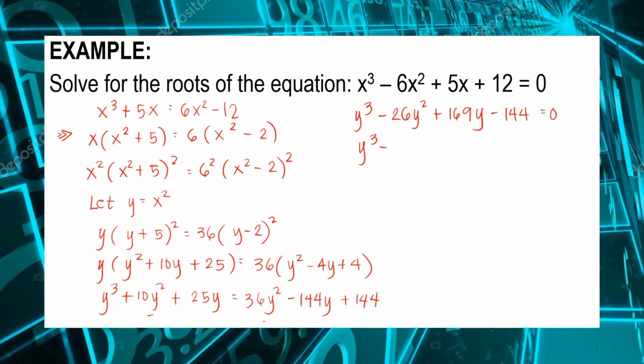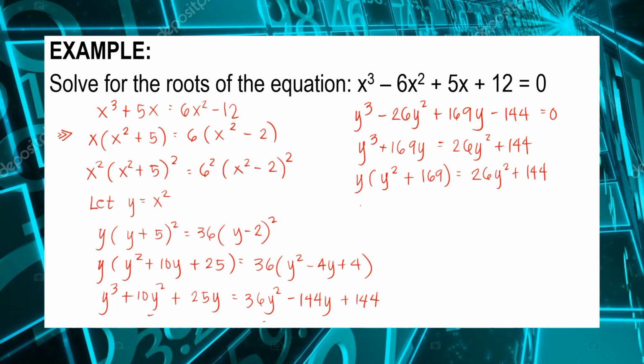So, y cubed plus 169y is equal to 26y squared plus 144. Then, I will factor out again the y. So, I will have y times y squared plus 169 equal to 26y squared plus 144. Then, I will square both sides.